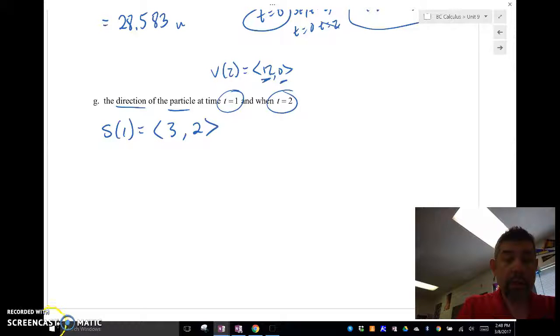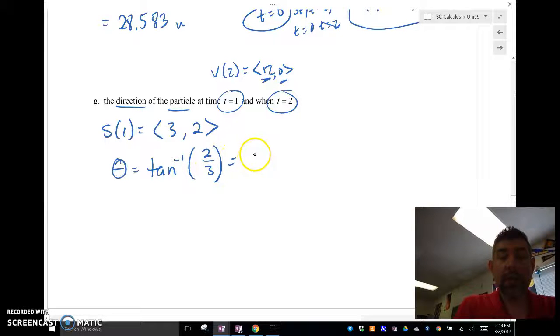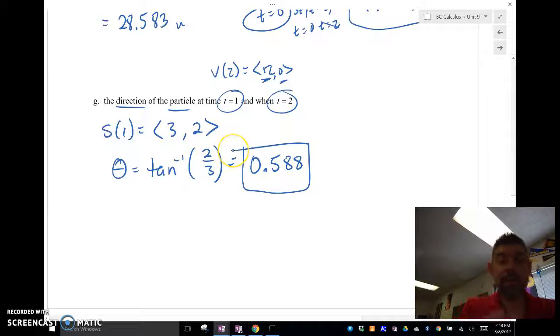Okay, so then what we're going to do is find the direction. Theta equals the inverse tangent of y over x. And that is about 0.58. Okay, that 8 looks silly, guys. 8 to 8. All right, and that's in radians, by the way. So this is when t equals 1.